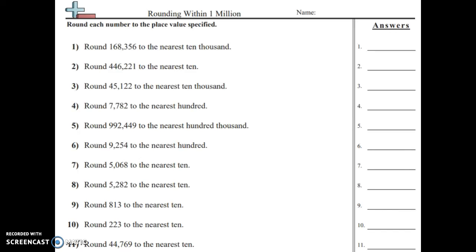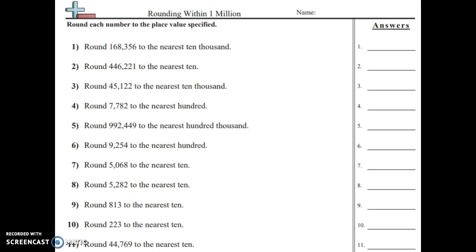Hey guys, so in this video we're going to review rounding. As you can see here, there's a worksheet where they give you a number and then they tell you where they want you to round it to.